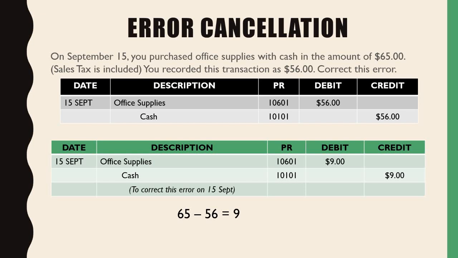So I would have to debit my office supplies and credit my cash flow for the difference amount to correct it for the actual amount that it should be. So in this case, $9 is there. Okay.